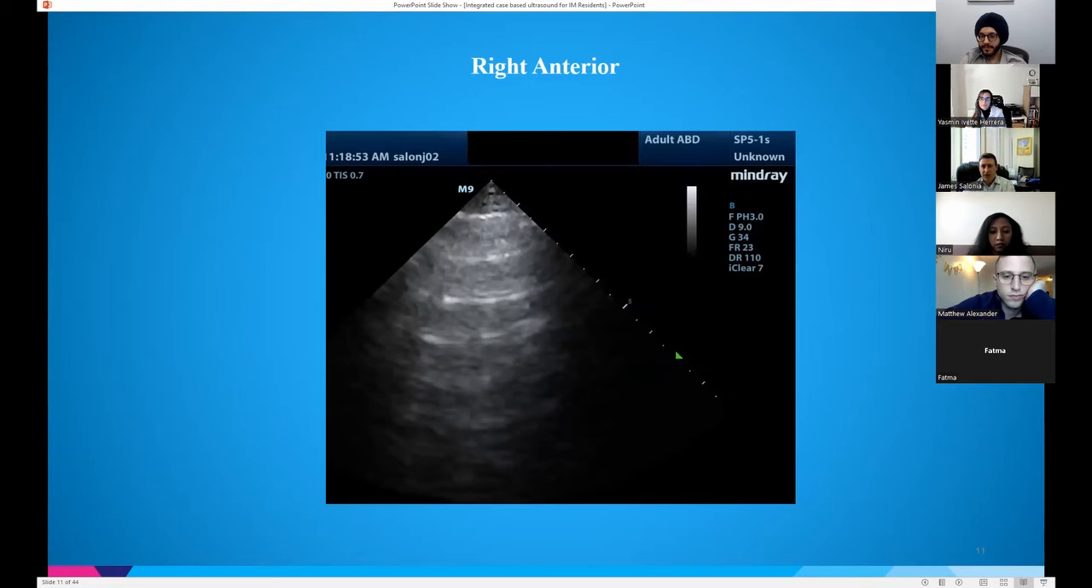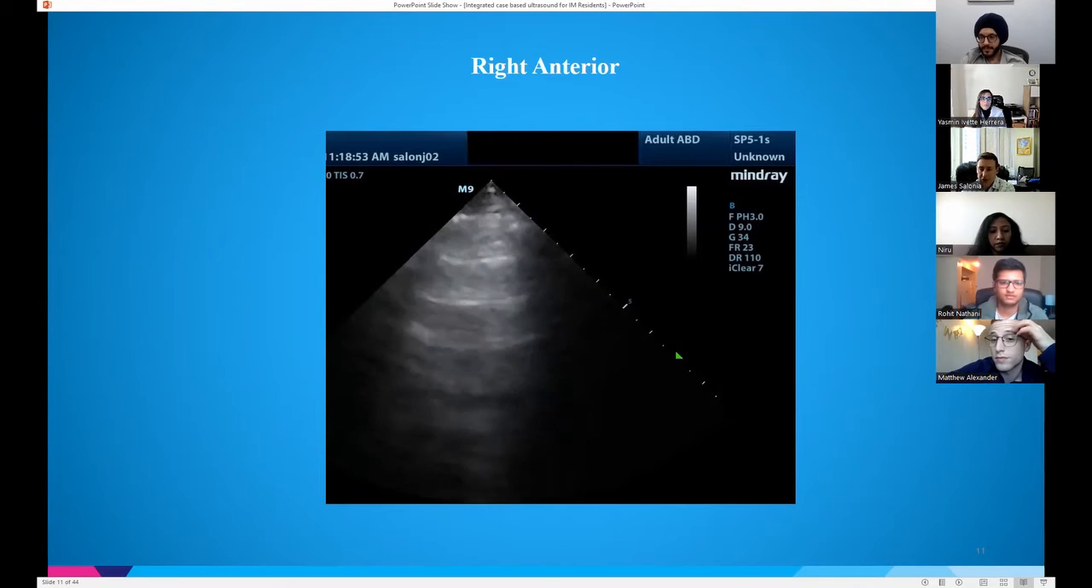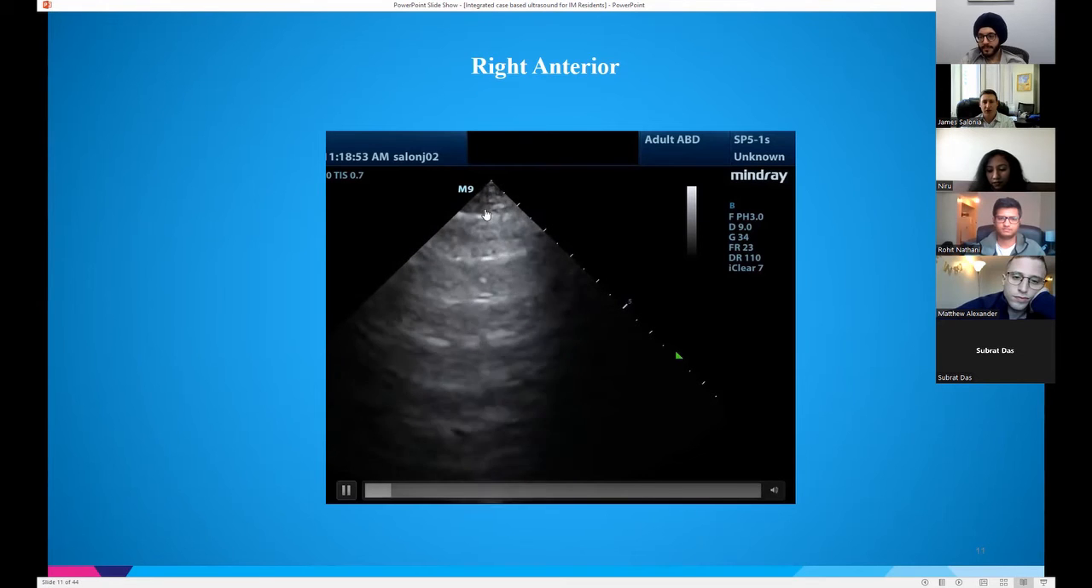So let's take it to the lungs now. What do we have here? I think those are A lines. Are they A lines? Yes, absolutely. So what are A lines? The reflection of the pleura. Excellent. So it's reflection of the pleura. It's a reverberation artifact. That's all it is, artifact.